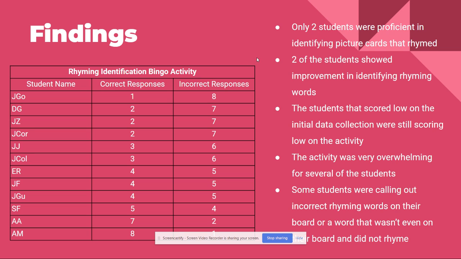They were confused by what they were supposed to do. They had a hard time looking at all 9 pictures and choosing which one. So it was very overwhelming for a lot of the groups. Some students were calling out incorrect rhyming words on their board, or a word that wasn't even on their board and it didn't rhyme. So they were kind of all over the place with giving me rhyming words.